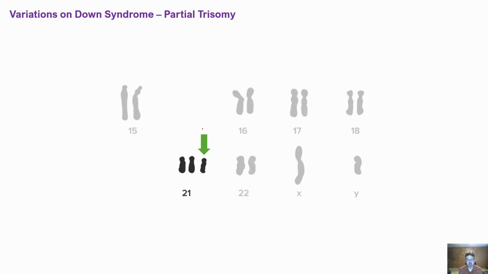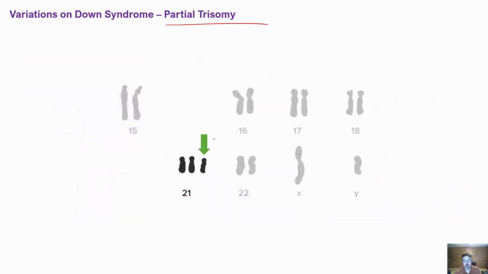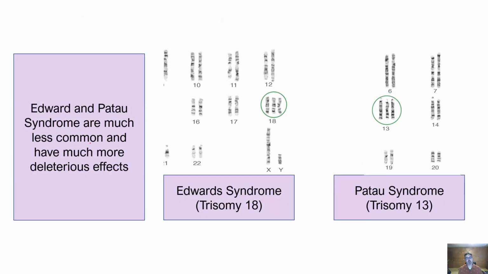Now, we can also have what we call partial trisomy, and that's going to be pretty much what we see when we have not the whole chromosome, but just a part of it coming over. All right, and we'll see that with those translocations. So there we have it, guys, just a little bit about Down syndrome.